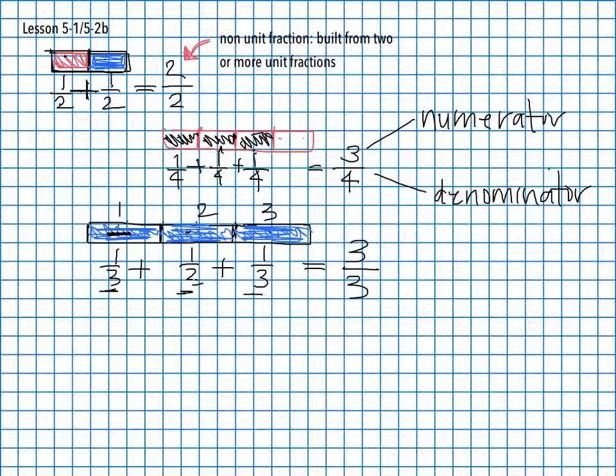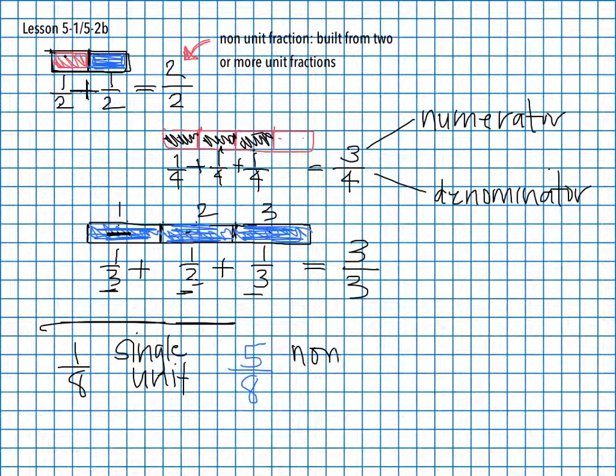So if I give you an example, if I give you 1/8, is that a unit fraction or a non-unit fraction? What's the top number? The top number is 1, or a single unit. Whereas a number like 5/8, is this single? No, because there are more than one. So this one here would be a non-unit fraction.